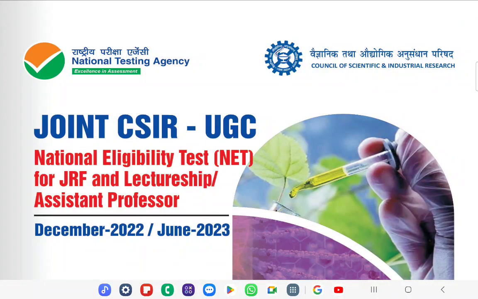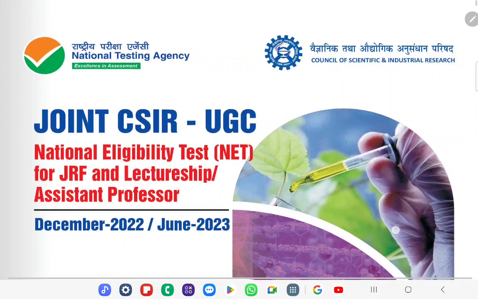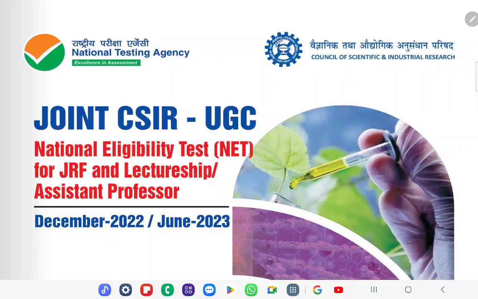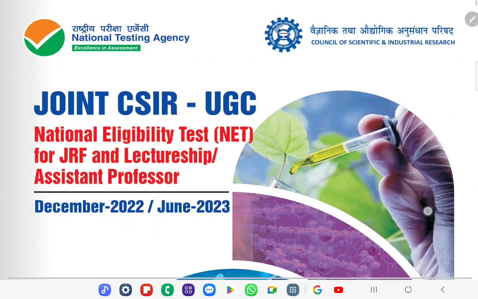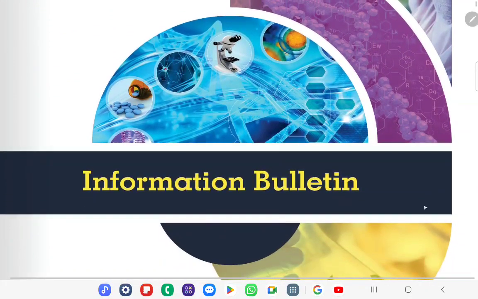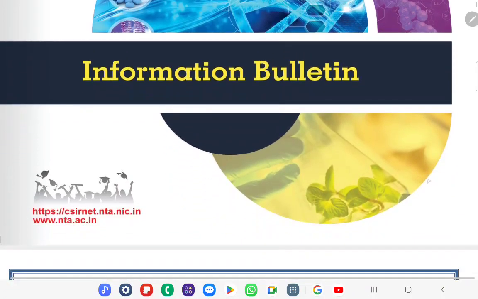Today we will discuss the joint CSIR UGC NET. This is a national eligibility test for JRF, lectureship, and assistant professor. This is the June cycle. So what is the notification we can see in this session?